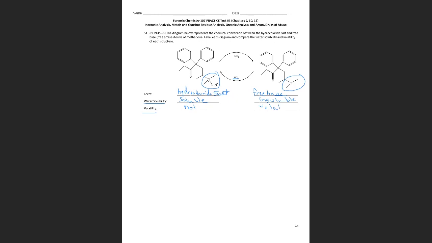So the free base is volatile. How would you ingest those? If it's water soluble, it'll probably be by mouth. And if it is volatile and not water soluble, it would either be smoking or inhaling. So those are the two different forms. A lot of drug molecules have the nitrogen group on them. Therefore, they can be interconverted between free base or free amine and hydrochloride salt.